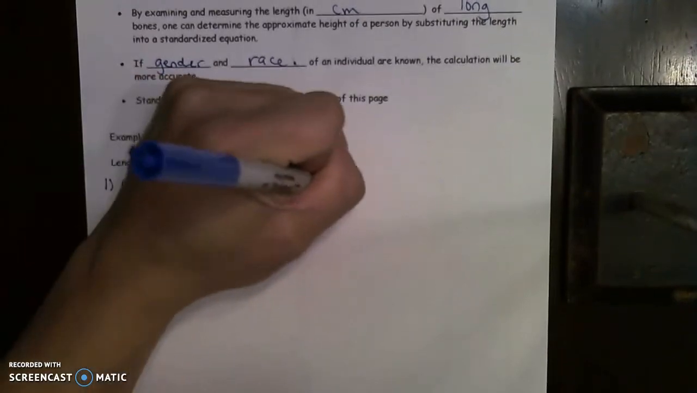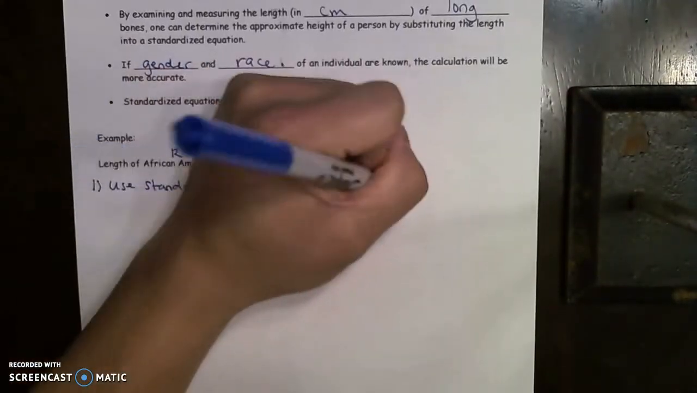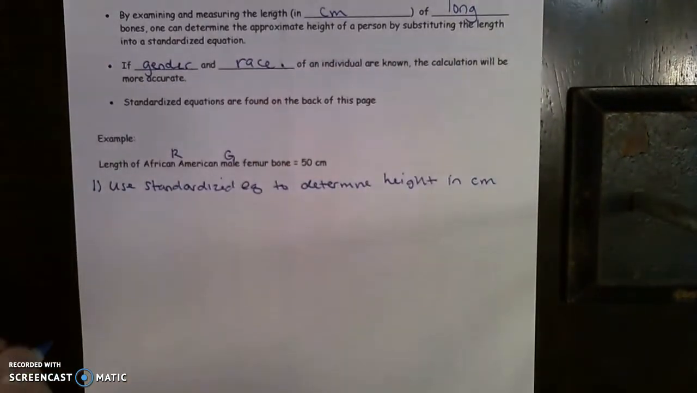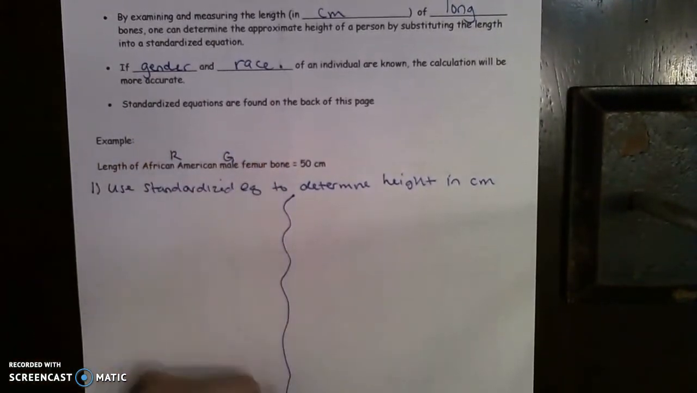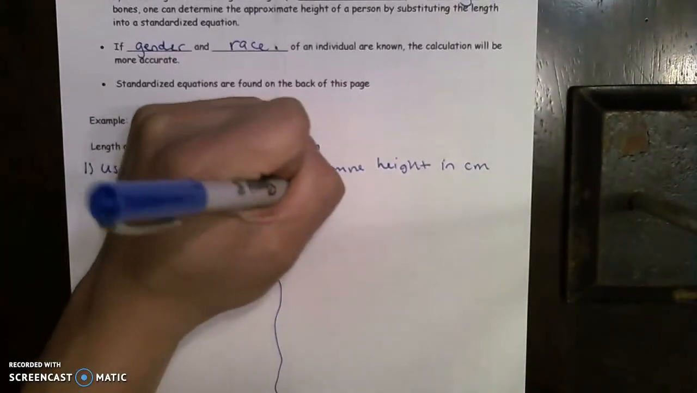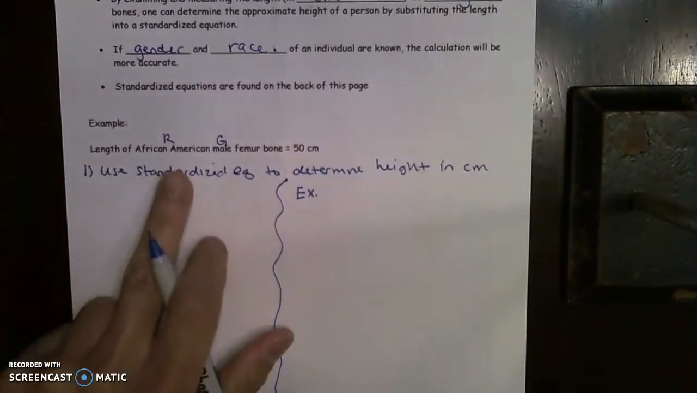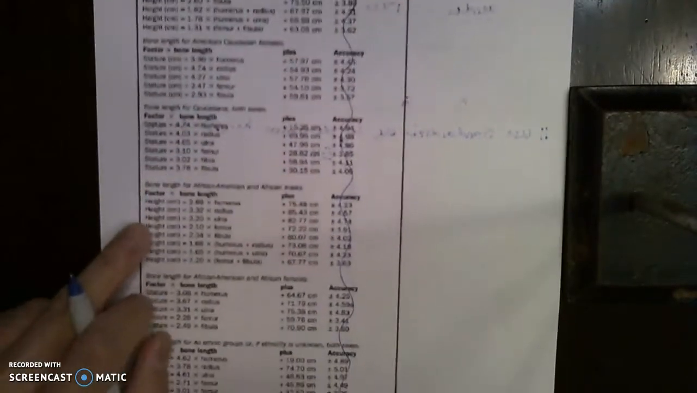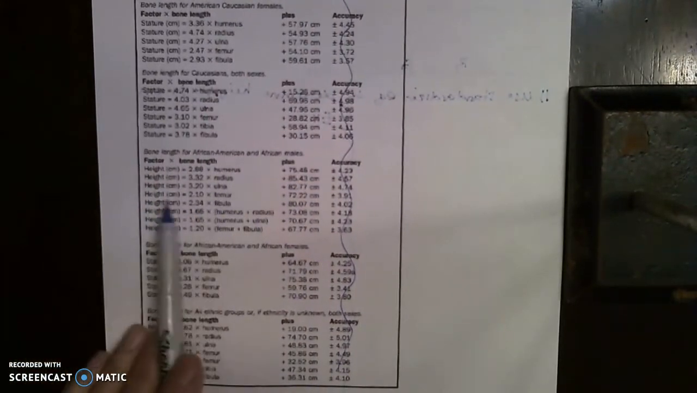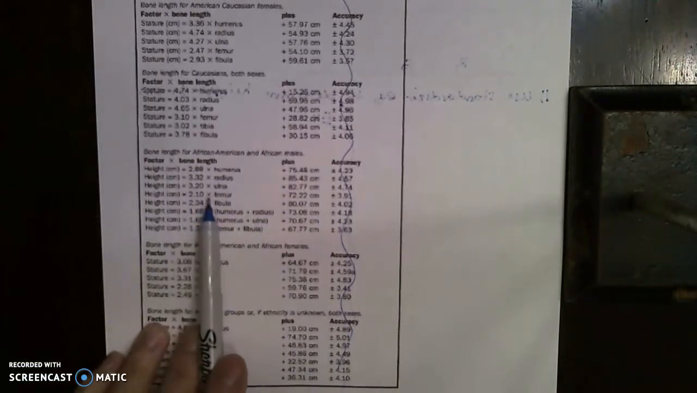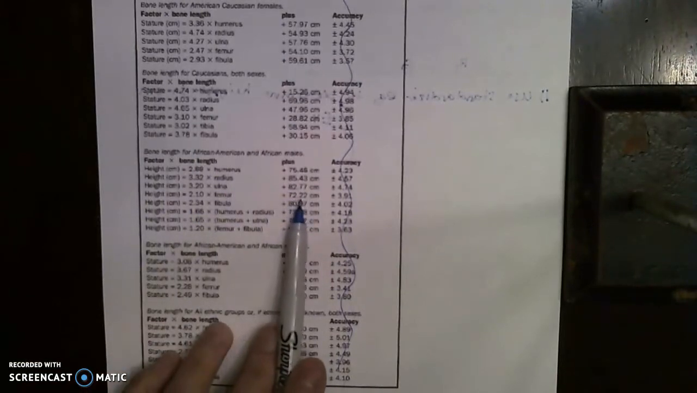So for example, we're going to flip this over and look at the chart. African American males is this column. Here's my equation for the femur bone. Height equals 2.10 times the femur bone plus 72.22 centimeters.